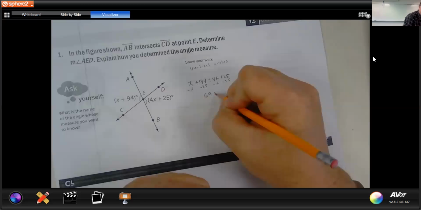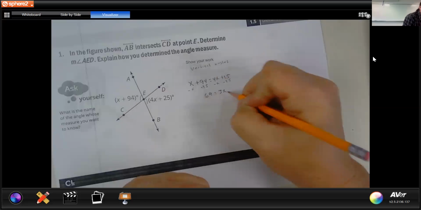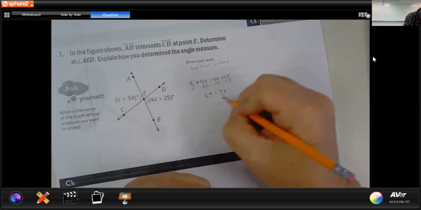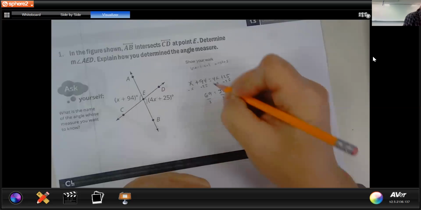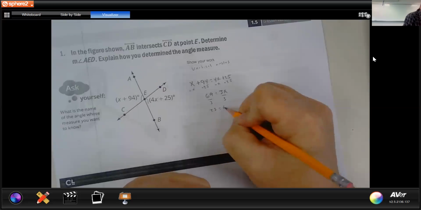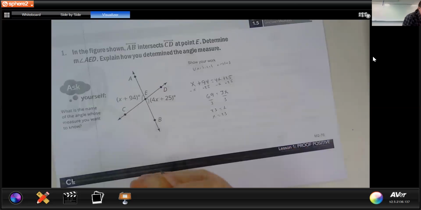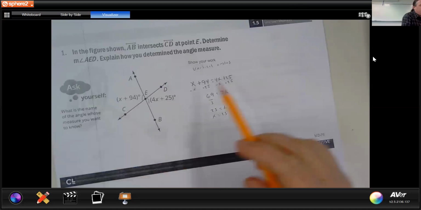69 equals 3x. We're going to divide both sides by 3. And it gives us 23 equals x. So yes, x equals 23. All right, but we're not done here. What are they asking us to do here?